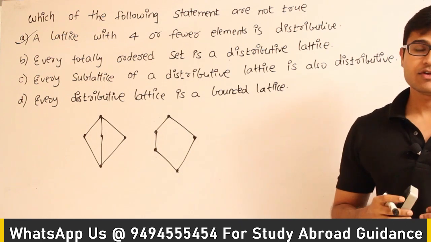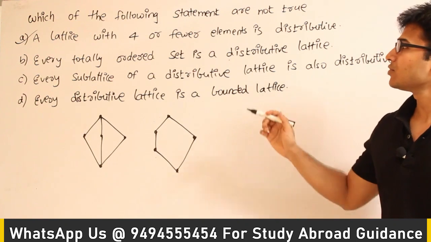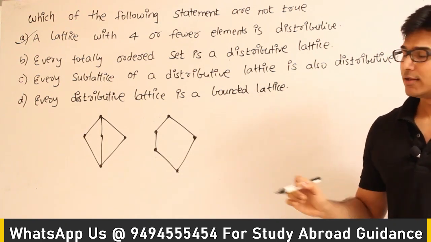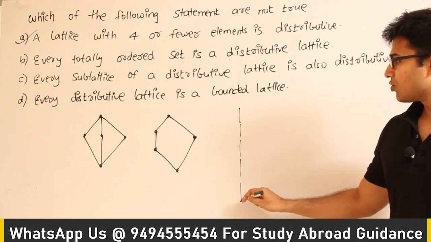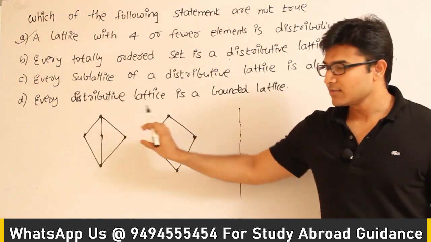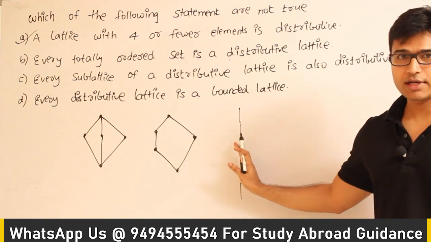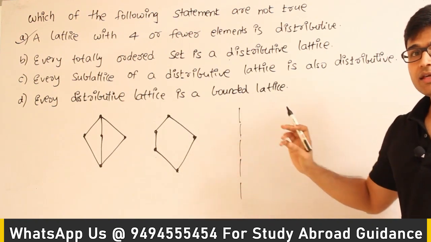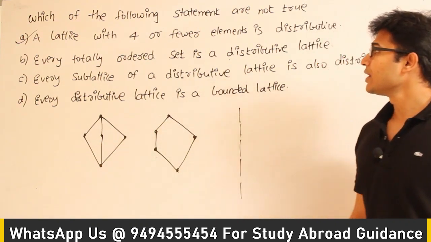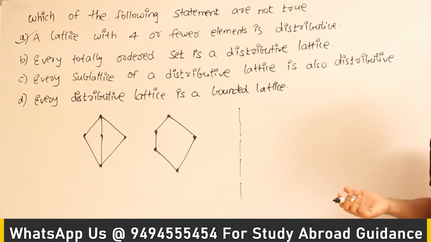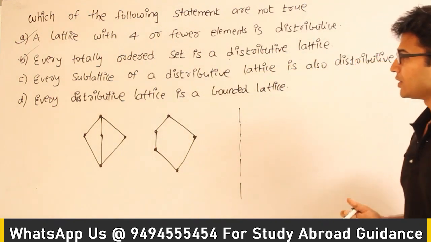Next one is, every totally ordered set is a distributive lattice. So they are saying that if you have a totally ordered set, which means a chain, isn't it? A totally ordered set is a chain. So if you have a chain like this, then inside a chain there is no way either this one or this one will be present, isn't it? Therefore, since a chain does not contain within itself any sublattice which is isomorphic to this one or this one, we can say that every chain is a distributive lattice, right? So I'm just using these two rules to prove many points here.